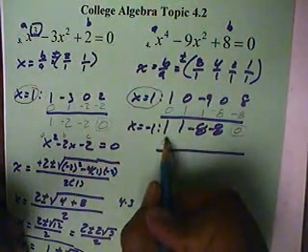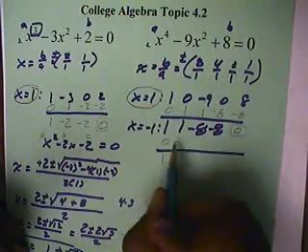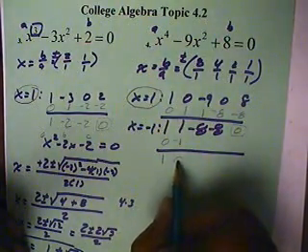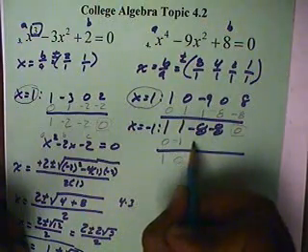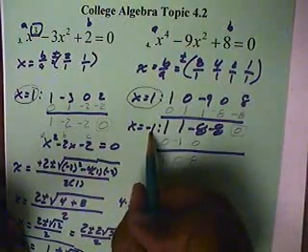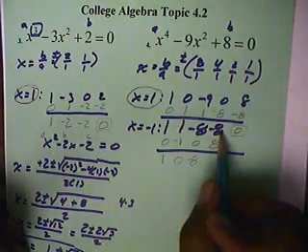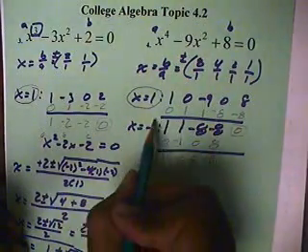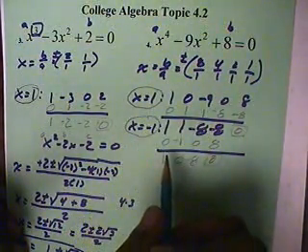So 1 and 0 is 1. 1 times negative 1 is negative 1. 1 and negative 1 is 0. 0 times negative 1 is 0. Negative 8 and 0 is negative 8. And negative 8 times negative 1 is positive 8. Negative 8 added to positive 8 is 0. Since we got 0 again, this is a solution.